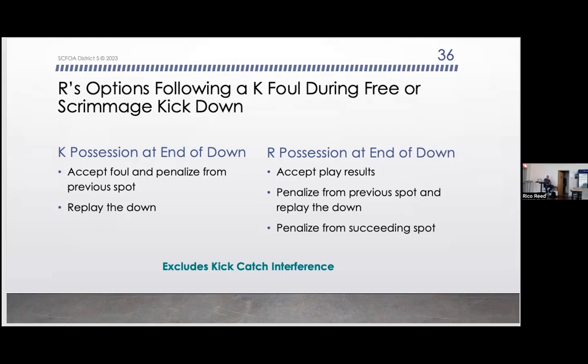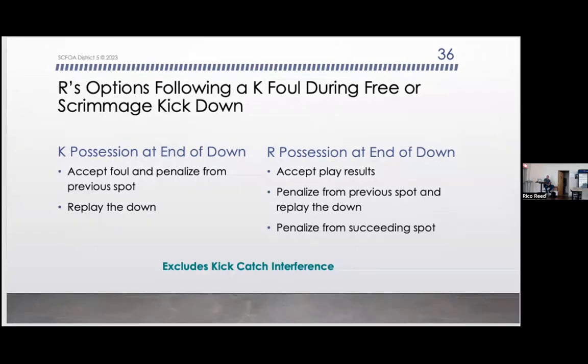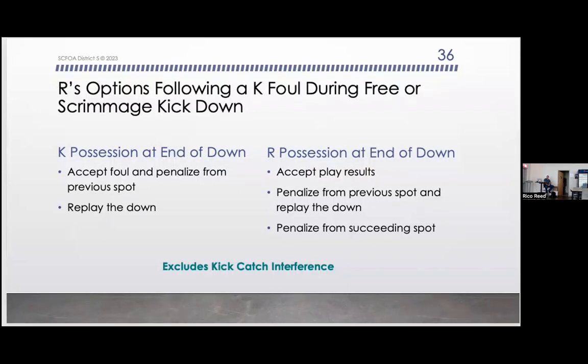Now, this is not the try. So K has possession at the end of the down. There's a foul by K during a free kick or scrimmage kick down, and K has possession at the end of the down. What are the options for R? K has possession, so K has to enforce that from the previous spot and replay the down.